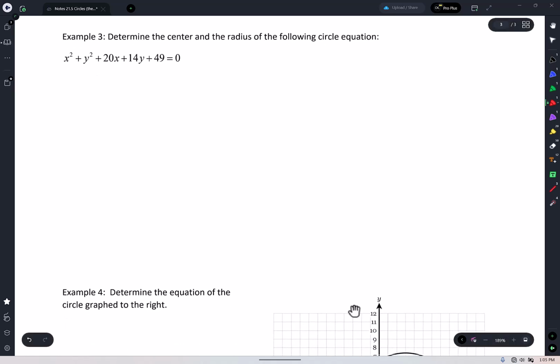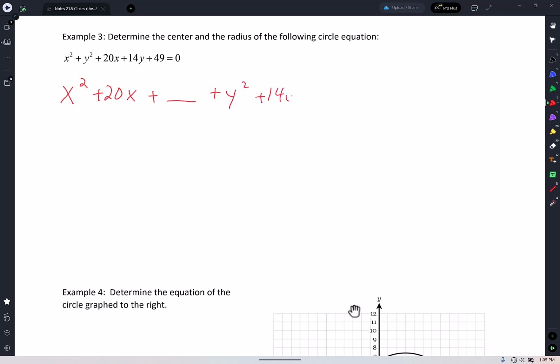Keep doing your thing if you're close. I'm going to go ahead and start. And I guess you can look up if you feel like you want to check. X squared plus 20x plus blank plus y squared plus 14y plus blank. And then I'm going to move the 49 to the right. Equals a negative 49.